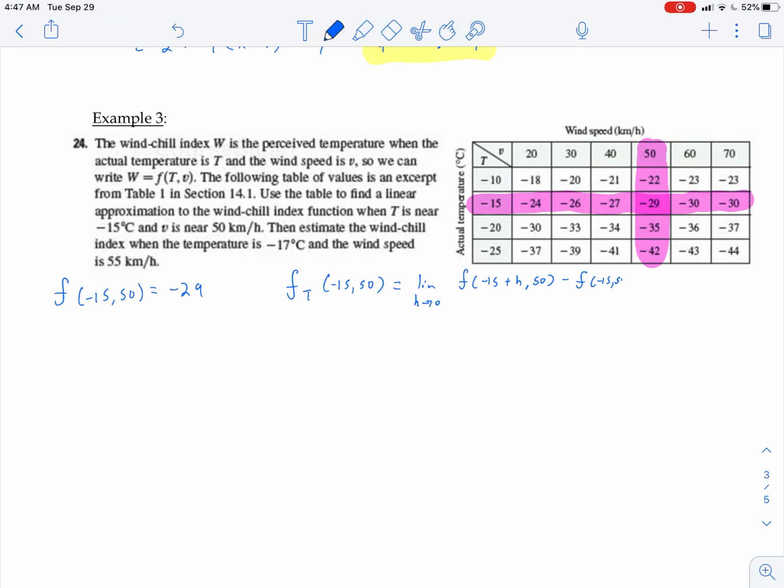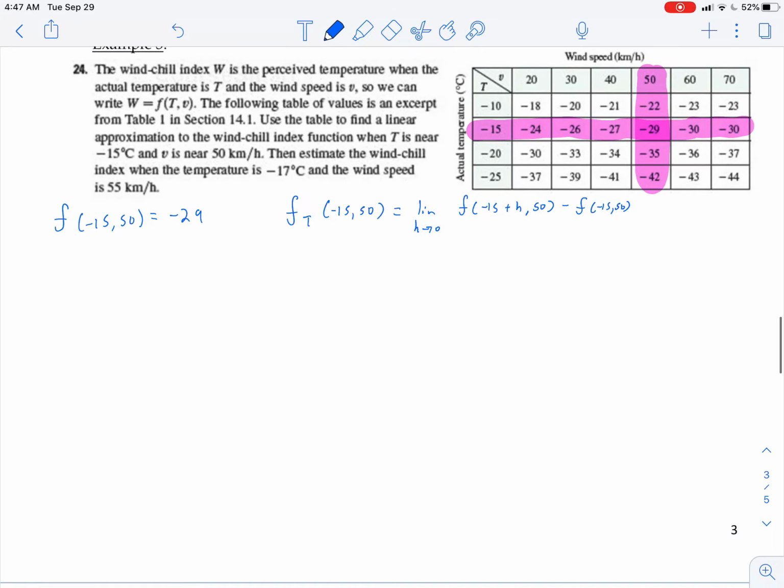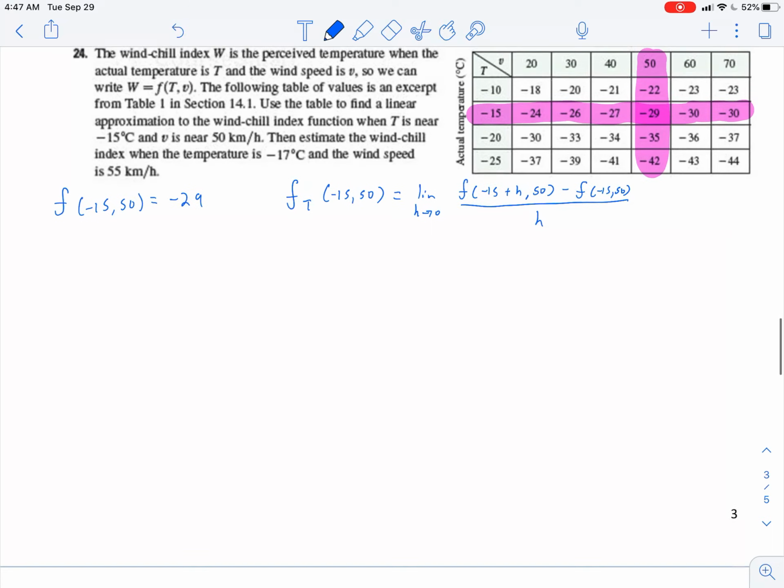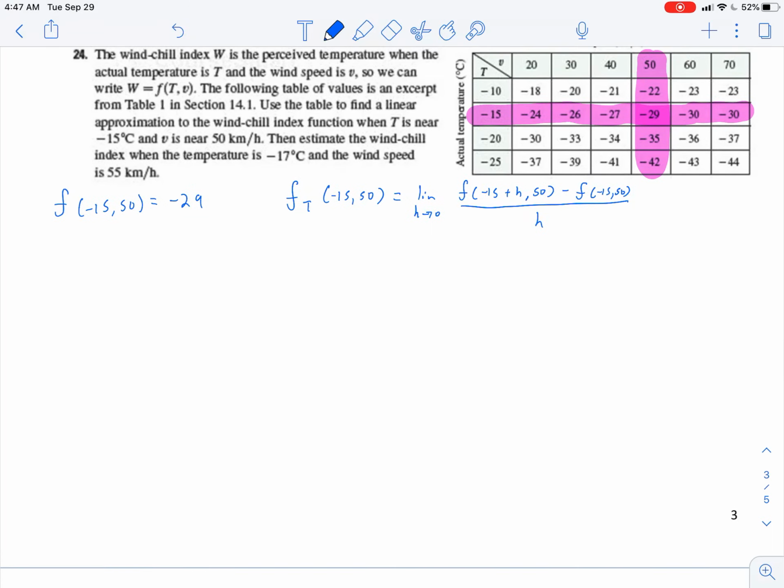50, minus f of (negative 15, 50), all over our h. And then our steps for this, because our temperature goes in increases of 5, h is going to be plus or minus 5.